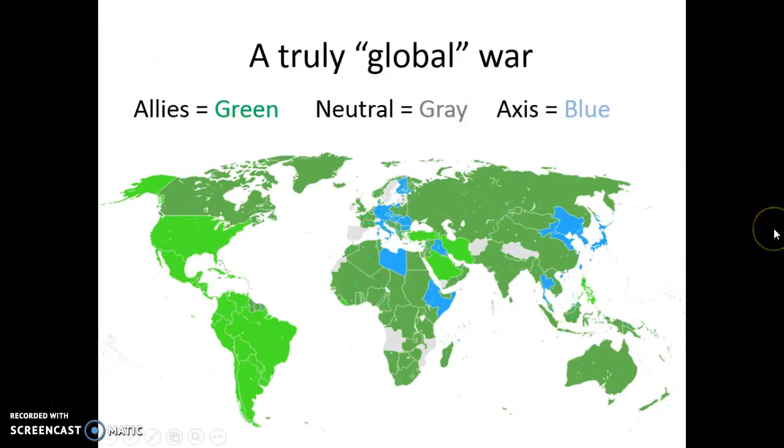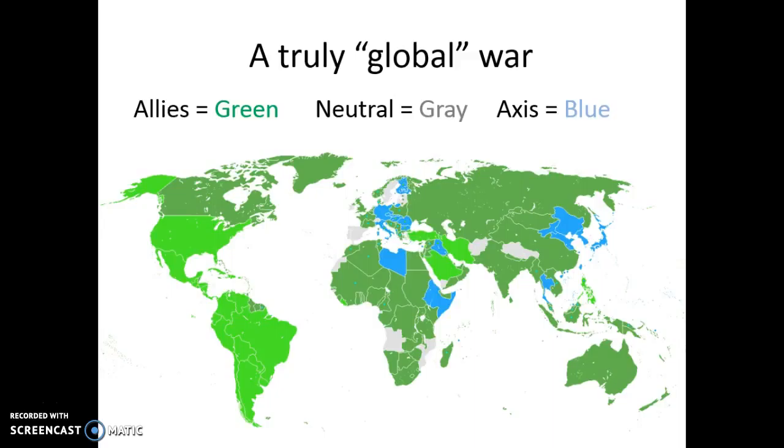So let's talk about how this becomes a truly global war. As you can see from the map, nearly every country in the world is involved in some way, whether they're a colony of one of the powers, or an associated power, or whether they are an enemy. And in this particular case, there's only a few neutral countries.